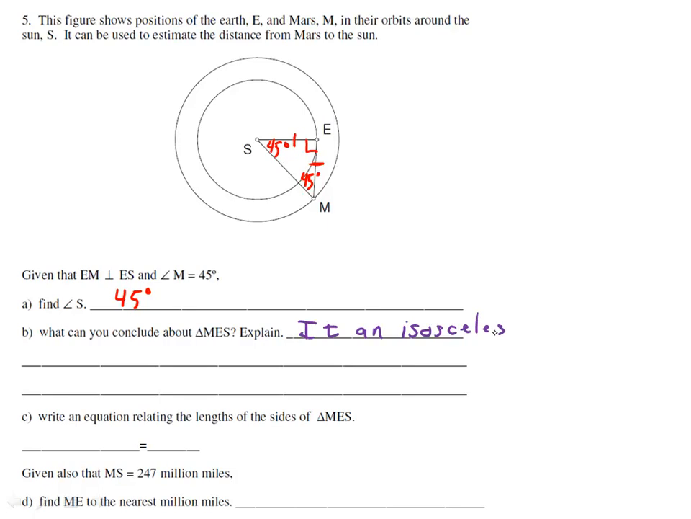We need both those words to describe it. Remember, when we are classifying triangles, we use one word to describe the sides, isosceles, and one to describe the angles, right angle. So it's a right triangle. It is an isosceles right triangle, and we can say ES equals EM, because angle M equals angle S.